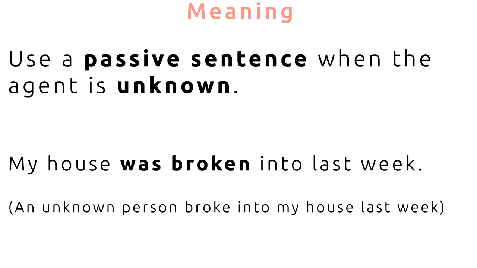Now, there are a few other ways we can use passives. Let's have a look at the different ways we can use them. Here's the first one that we just went through already. Use a passive sentence when the agent is unknown. So I can say, my house was broken into last week. In this passive sentence, we have omitted the agent, the doer. This simply means an unknown person broke into my house last week.